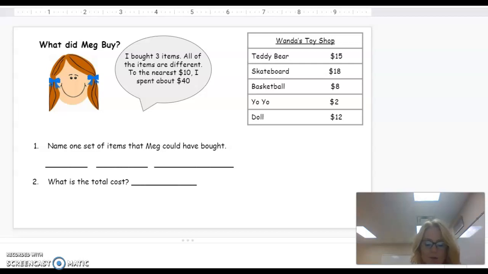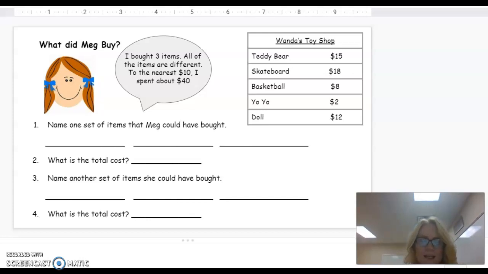Does that round to $40 when rounding to the nearest $10? Yes, it does. So I would write out those 3 items on the lines: teddy bear, skateboard, and yo-yo. Then it asks, what is the total cost? So then I would write $35.